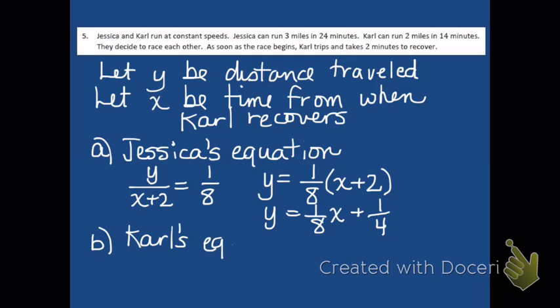Now Carl's equation is a little simpler because he's starting at time 0. His distance traveled is y, his time is x, and that's equal to 1 mile in 7 minutes because he can go 2 in 14. So we can see that Carl is faster than Jessica because 1 in 7 is faster than 1 in 8. His equation is y equals 1/7 x if we multiply both sides of that proportion by x. Okay, so we have the two equations, and now we can set up our system of equations. Part C asks us to write the system of equations.